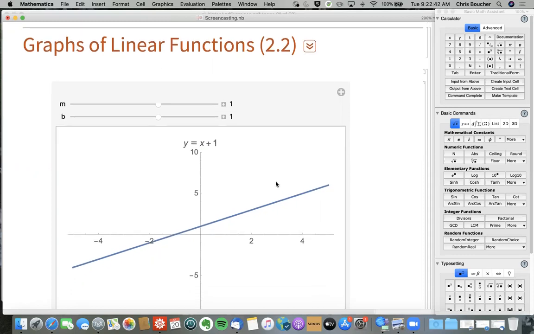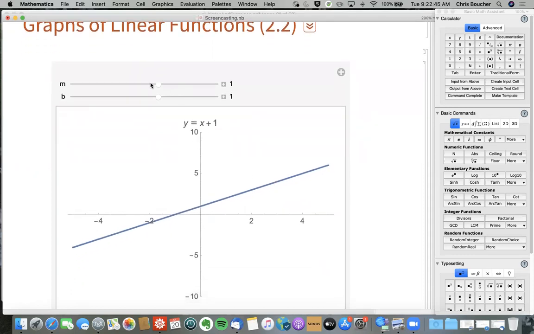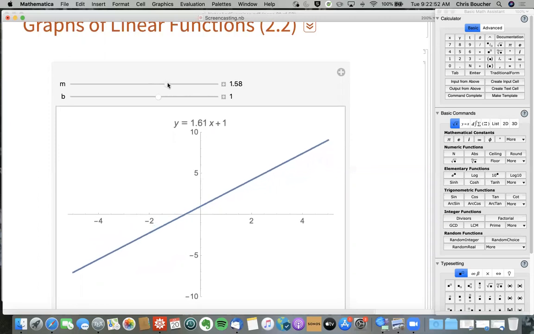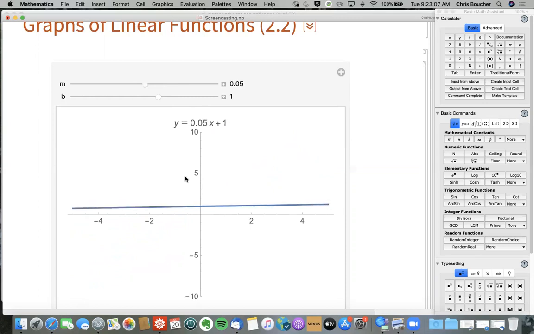But really the thing that I want to get across here is if I use this slider to increase the slope, right? So now the slope is 1. When I increase the slope, you can see the m value is getting bigger, and notice the effect on the graph is it's getting steeper because its slope is increasing. On the other hand, when I decrease the slope, it goes in reverse. It gets shallower and shallower. So here I have a line with a very small slope, 0.05, and you can see it's just barely going uphill, right? Uphill, but not very much.